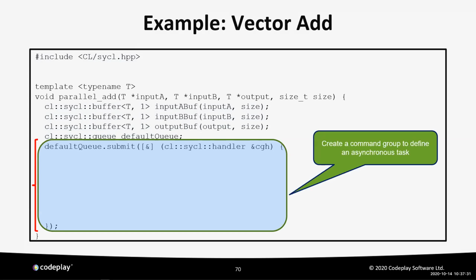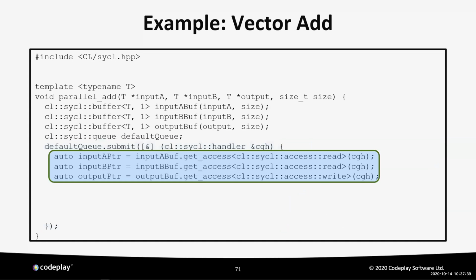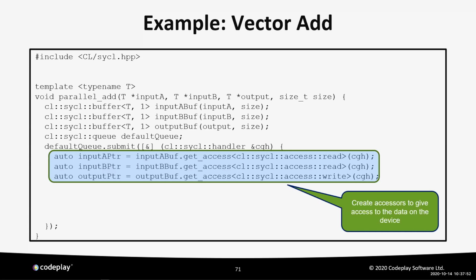I would create a command group to define an asynchronous task. And then the scope of the command group is defined by a lambda expression from C++. But before I do that, I would set up the accessors for the dependencies. In this case, I have two reads, a read for input A and input B, and I have a write for the output. These accessors give access to the data on the device.